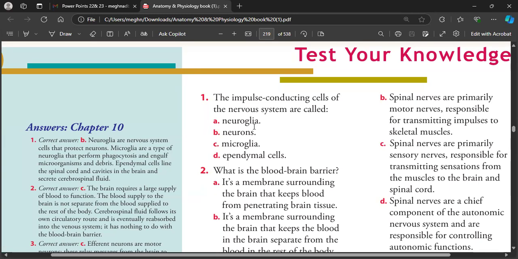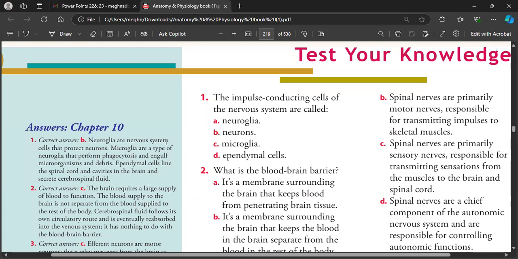The unit of neuron. But in the case of kidney, it is a nephron, right? Wonderful. So what do their explanations say? The neuroglia are the nervous system cells that protect the neuron. One is the nervous system cell, the other is the conducting system.